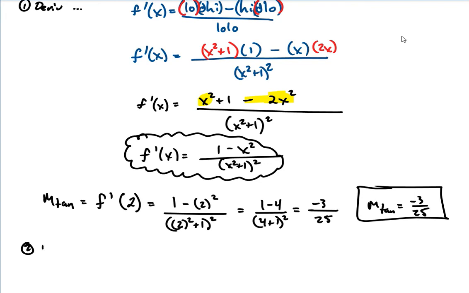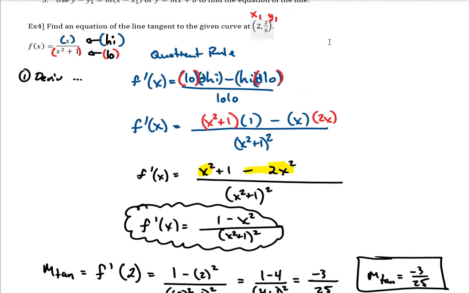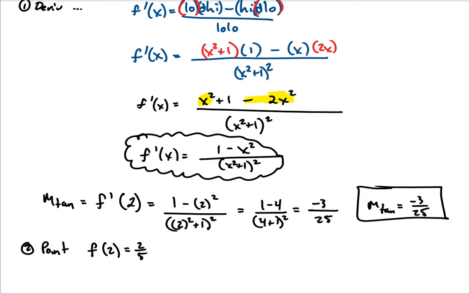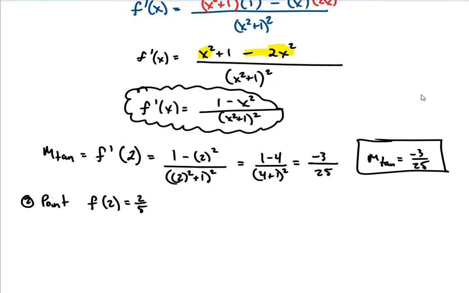So step 2 is usually find the point, which is usually just plugging your x value into your original function. But they already told us it, so it's 2 and 2/5. So I'm just writing it like that just to show, hey, that is what we would have done normally. But again, this was already answered for us. So our point is 2, 2/5.